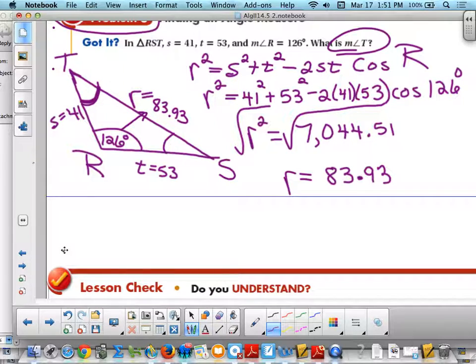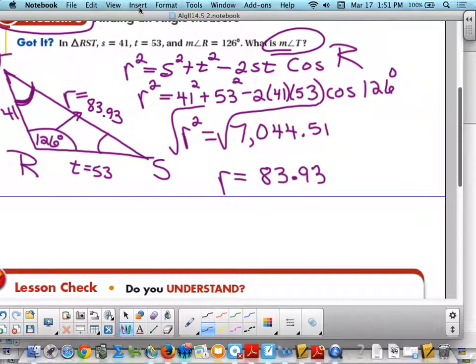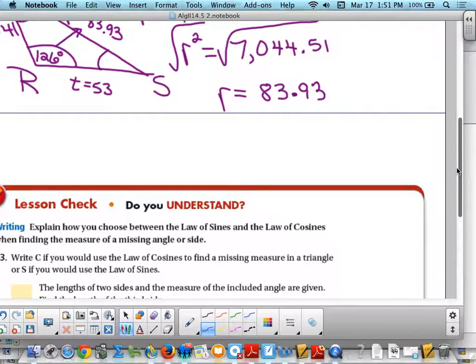They want angle T. But now that I know an angle and the opposite side, we go back to law of sines to find angle T. Get going, don't let me do it all. Make sure you get there. Law of sines now.